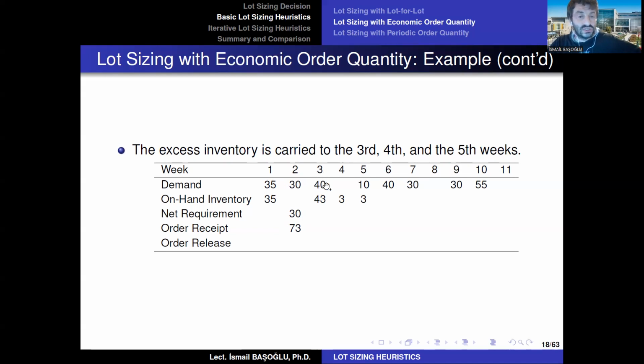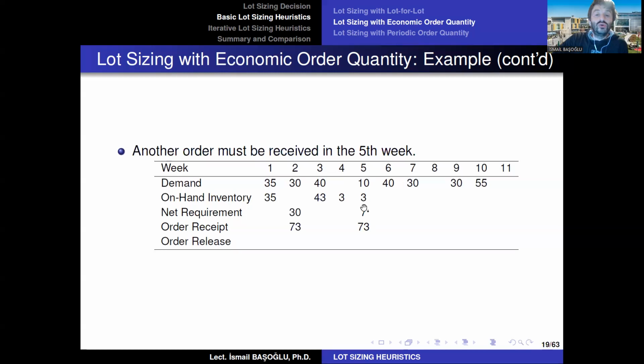And in the next period, the demand is 40 units, which will be met by the on-hand inventory, but 3 units will be carried to the next period, which is the fourth period. Well, in the fourth period, there is no demand. Therefore, these 3 units of inventory will be carried to the next period again. And in the fifth period, the demand is 10 units. But we have 3 units of on-hand inventory carried from the previous periods, which will create 7 units of net requirement in the fifth week.